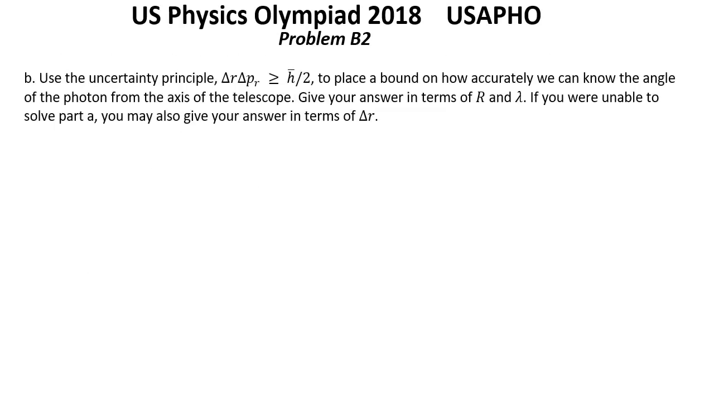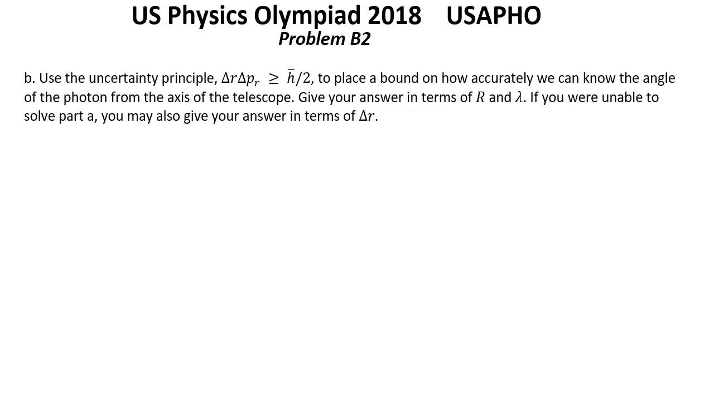Question B. Use the uncertainty principle, delta r multiplied by delta p greater than or equal to Planck's constant over 2, to place a bound on how accurately we can know the angle of the photon from the axis of the telescope. Give your answer in terms of r and lambda. If you were unable to solve part A, you may also give your answer in terms of delta r.